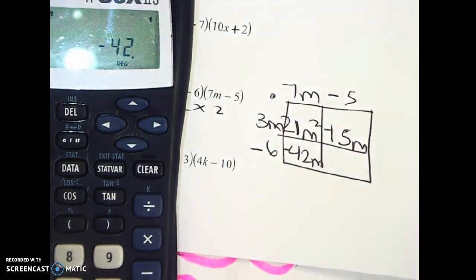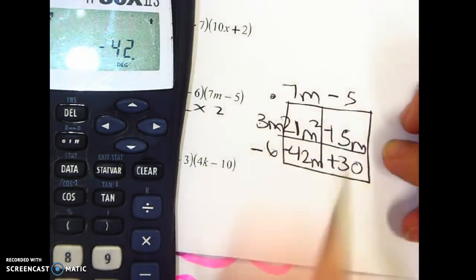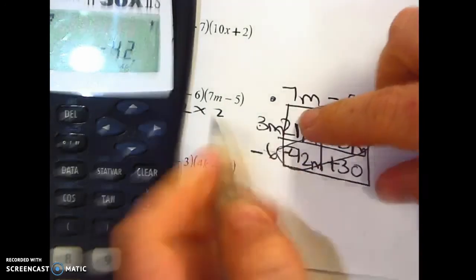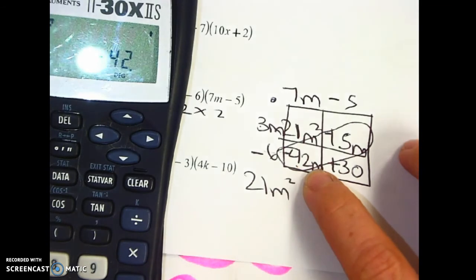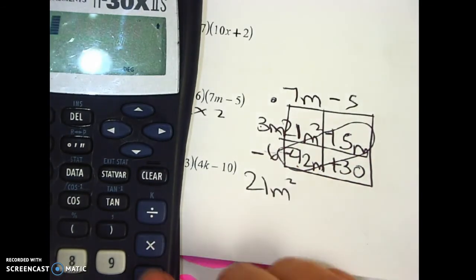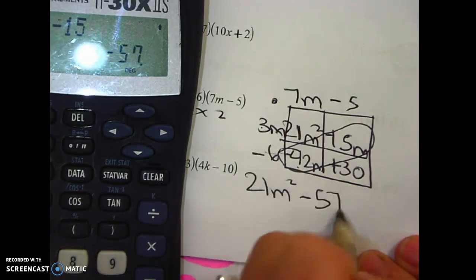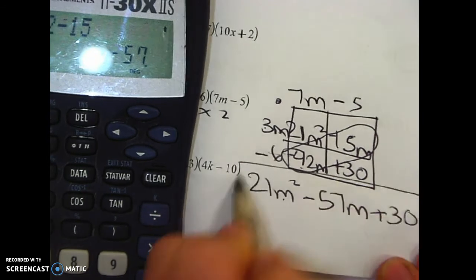Probably should have made my box bigger. And then negative 6 times negative 5 is positive 30. Don't add it, multiply it. All right, put these together, bring down the first one. These are bigger numbers, so maybe I'm going to do this in the calculator. Negative 42 minus 15, and that's negative 57m plus 30. M squared, m, and then a number.